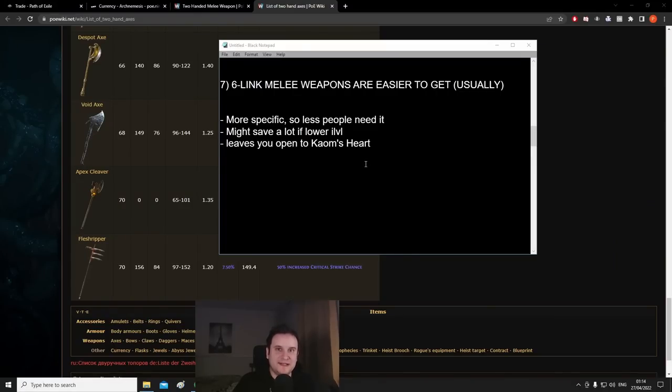And last but definitely not least, for all the melee players out there, six-link melee weapons are usually easier to get than something like body armors or bows. The number one reason for that is they are more specific, so fewer people need it. Some people use axes, some people use swords, some people use staves, right? Some people use unique weapons. Whereas with bows, there are just a lot of really good rares going around. That's usually what people focus on. There aren't that many good uniques. But usually, six-link melee weapons are way more diverse.